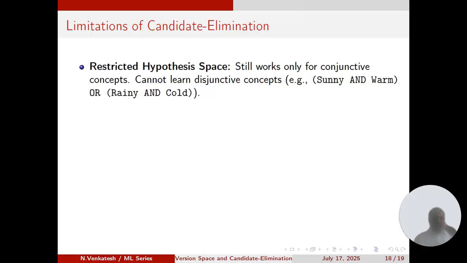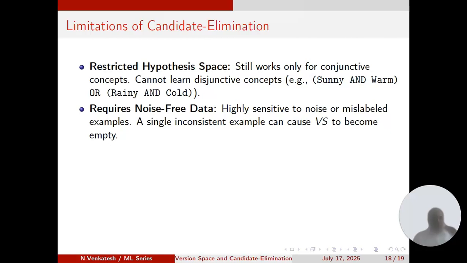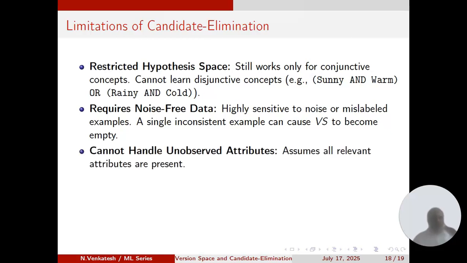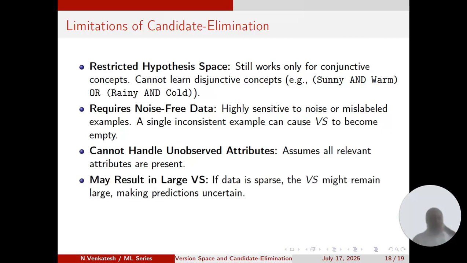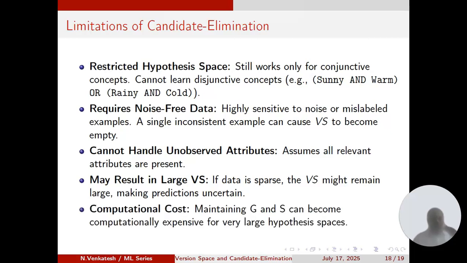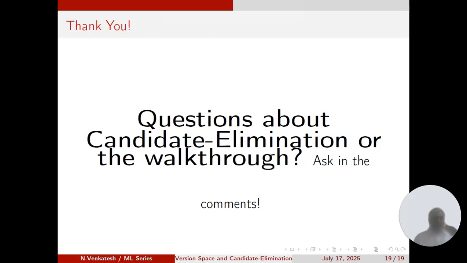Okay, and the limitations are, it still works on conjunctive concepts, that means and on some constraints on attributes, and an or combination we cannot use, and for that we will be using a decision tree. And it cannot handle unobserved attributes. All attribute values must be present, and sometimes it may result in a large version space, and as it is a large version space, maintaining these G and S is computationally expensive. And with this our first unit syllabus is completed, and in the next unit we will be discussing regression.